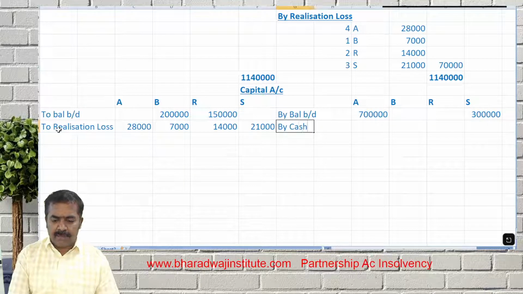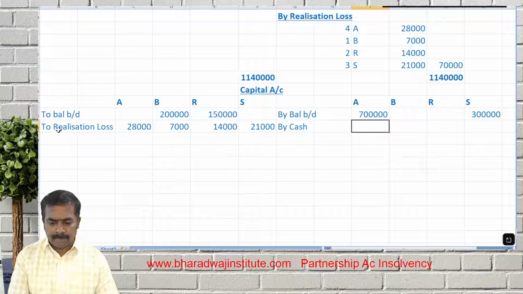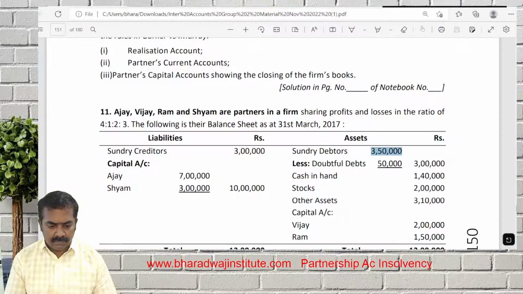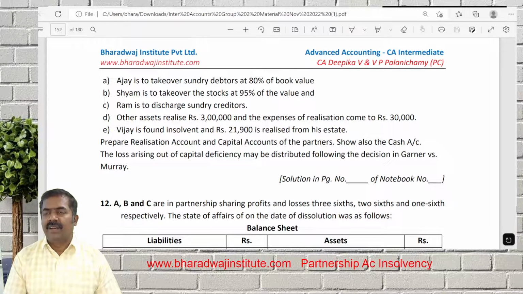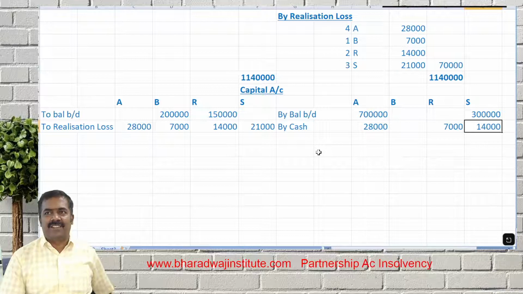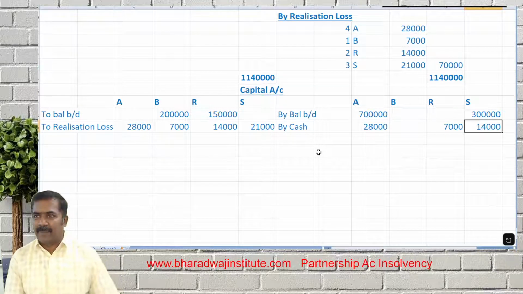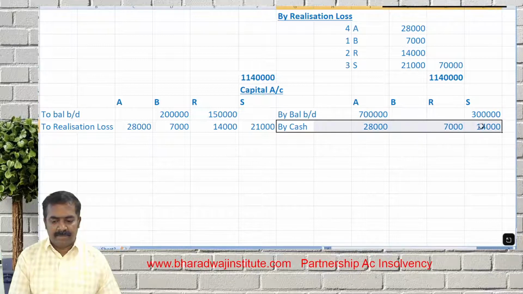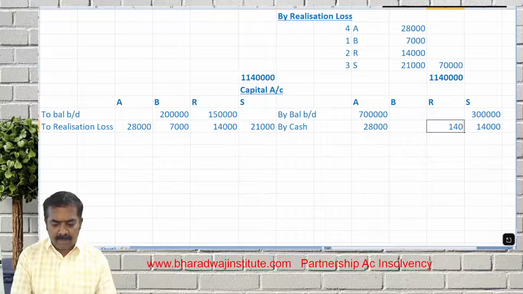By cash to be brought in by solvent partners. Who are the solvent partners? A 28,000 or 7,000, yes 14,000. Garner versus Murray rule. He already asked about the debit balance. But it's okay, under the Garner versus Murray rule solvent partners should bring in cash for realization. That's not based on your capital. This is not based on your capital. Or 14.